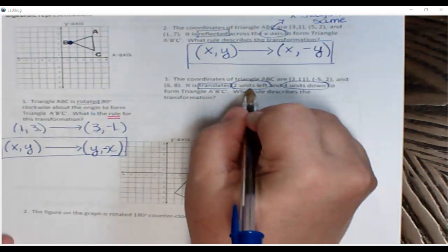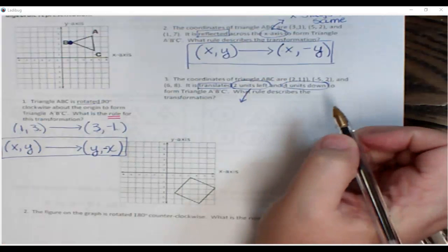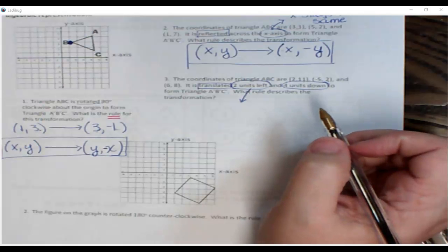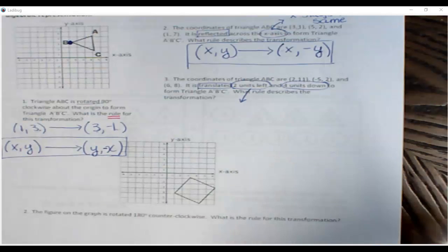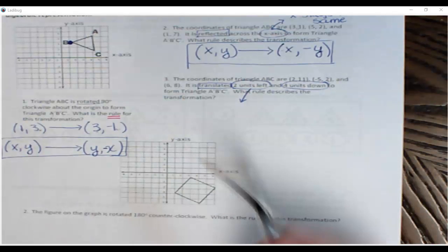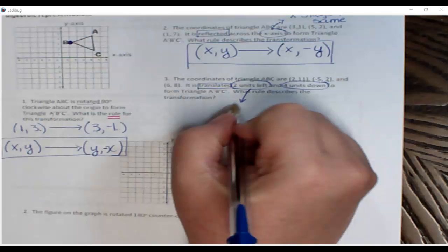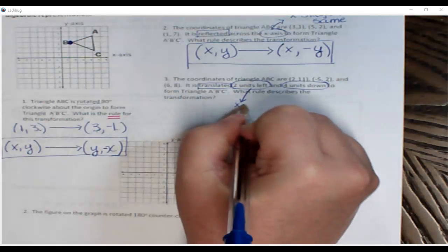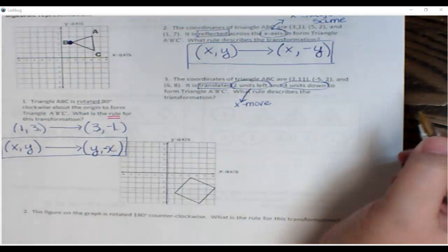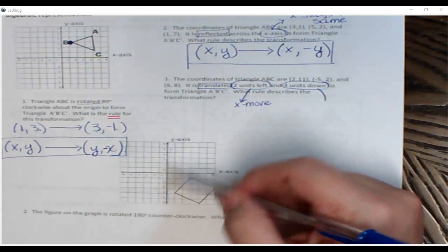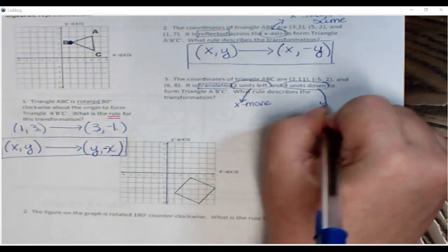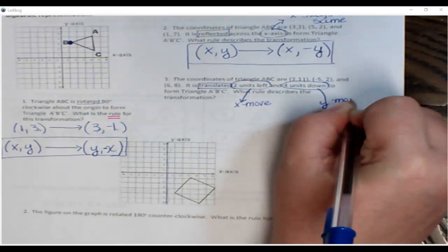Well, if I'm moving left or right, is that an X-axis move, or is that a Y-axis move? Remember, our X-axis is here, our Y-axis is here. So if we're moving to the left, that's an X coordinate move. So this is an X move. And if we're going down, that would be like going up and down. That's vertical, like our Y-axis. So this is going to be a Y move.